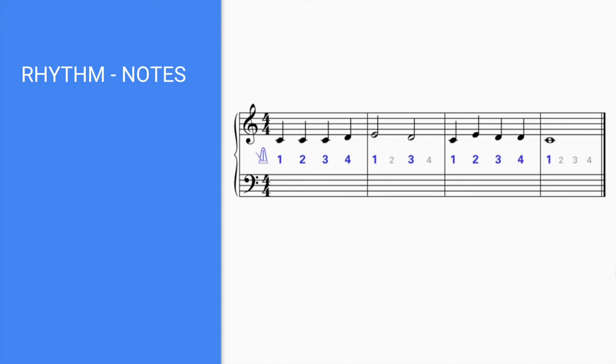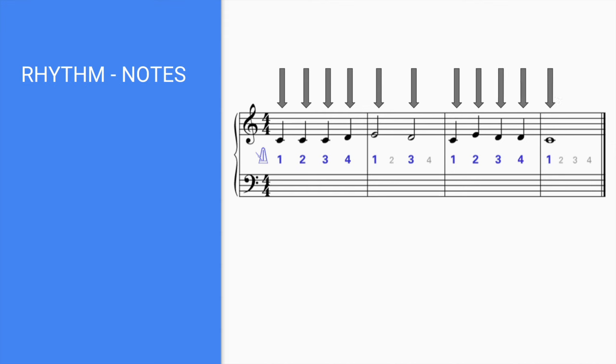Okay, let's actually try and clap this rhythm together. I will say 1, 2, ready, go, and then you will start clapping. All right, here we go. 1, 2, ready, go. 1, 2, 3, 4. 1, 2, 3, 4.